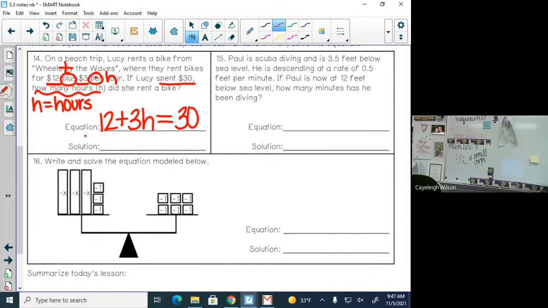All right, then I'm going to solve it, so I'm going to subtract the 12. So that's 3H equals 18. Divide by 3, and she rented it for 6 hours.